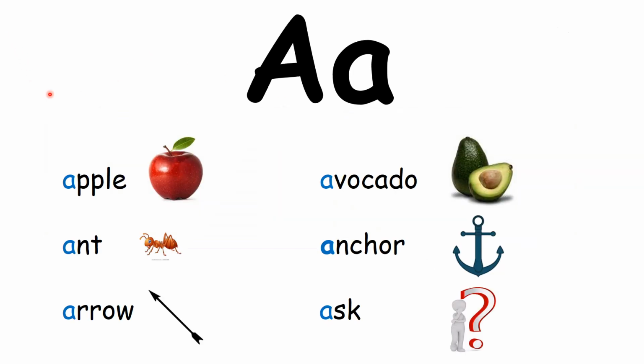Next, let's read the words with pictures with the beginning sound of A. Follow this pointer, sound it first. Begin. A, apple. A, apple. A, ant. A, ant. A, arrow. A, arrow. A, avocado. A, avocado. A, anchor. A, anchor. A, ask.